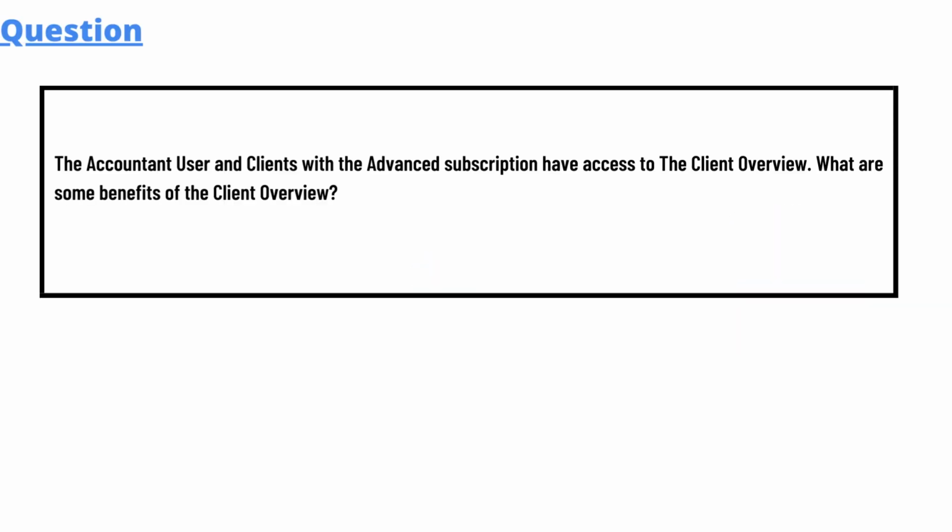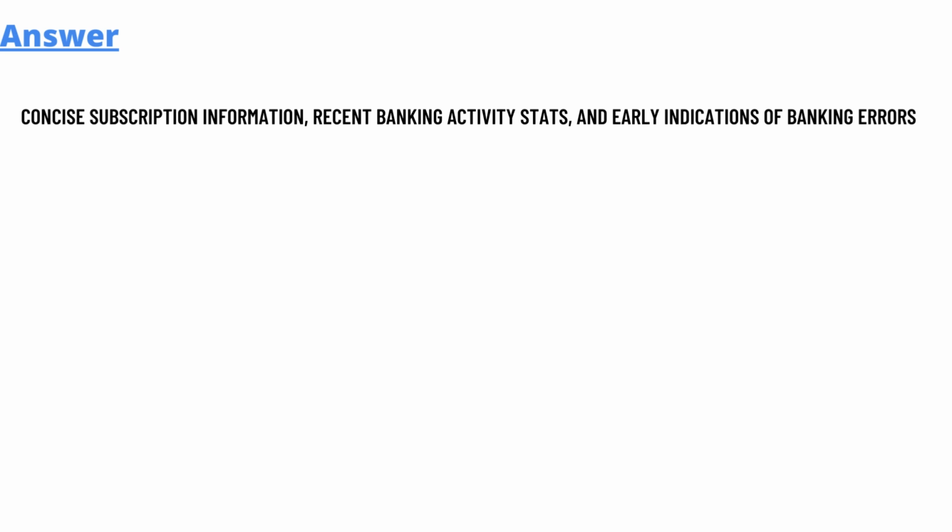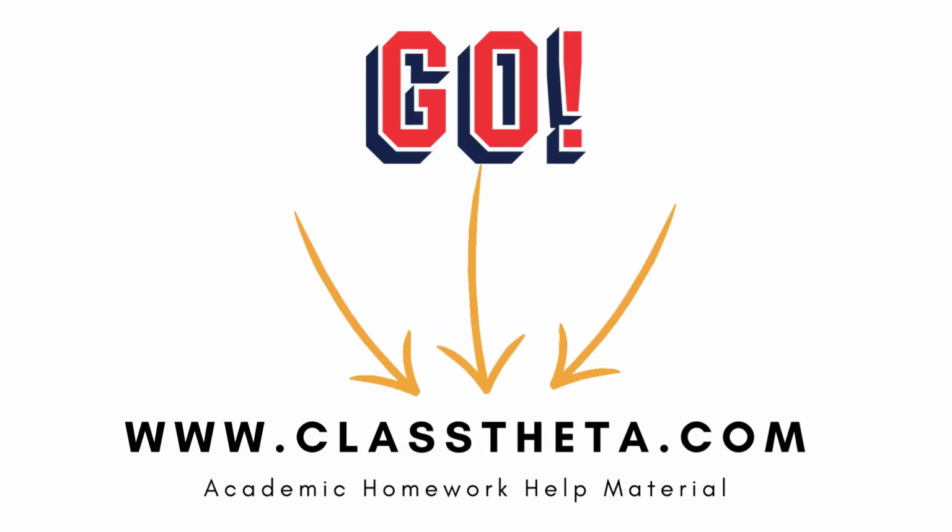So our question for today is: the accountant, user and client with the advanced subscription have access to client overview. What are some benefits of the client overview? So the answer to the question is concise subscription information, recent banking activity stats and early indication of banking errors.